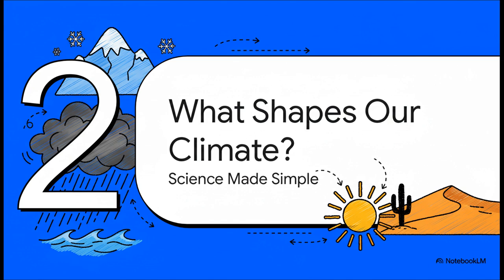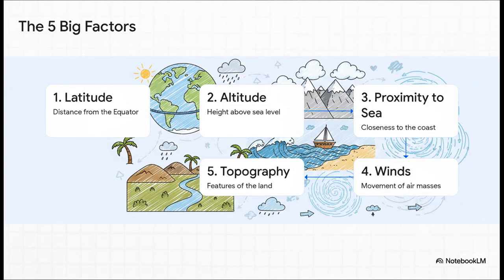Now, this is a super important part for your exams, my bachchos, so listen carefully. So there are 5 main superheroes that control the climate. I call them the Big Five. For your answers, you just have to remember these 5 words: latitude, altitude, proximity to the sea, winds, and topography. That's it, the Big Five.